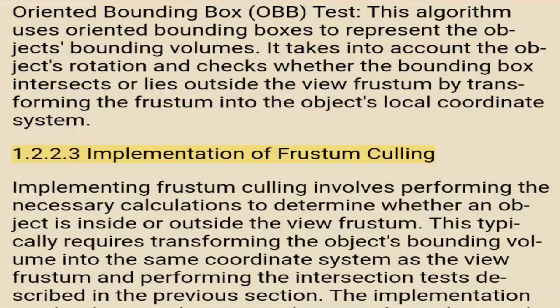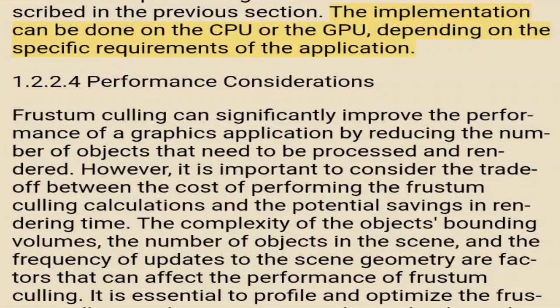1.2.2.3 Implementation of frustum culling. Implementing frustum culling involves performing the necessary calculations to determine whether an object is inside or outside the view frustum. This typically requires transforming the object's bounding volume into the same coordinate system as the view frustum and performing the intersection tests described in the previous section. The implementation can be done on the CPU or the GPU, depending on the specific requirements of the application.